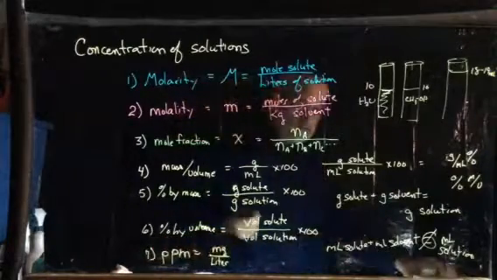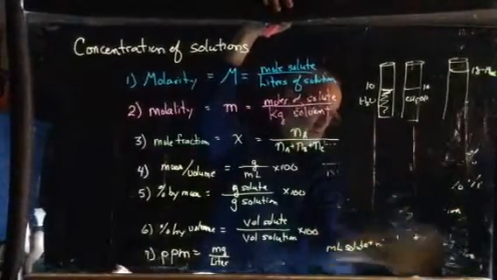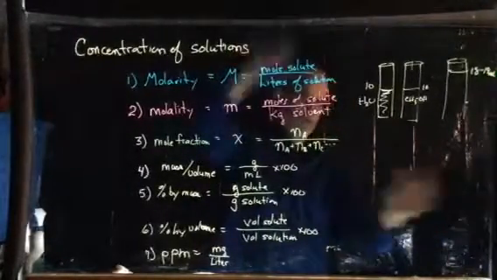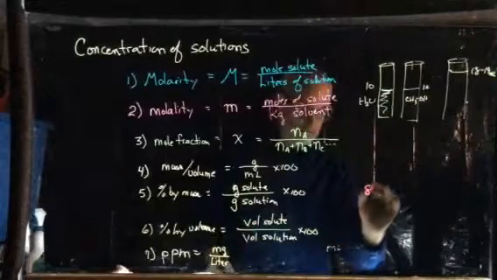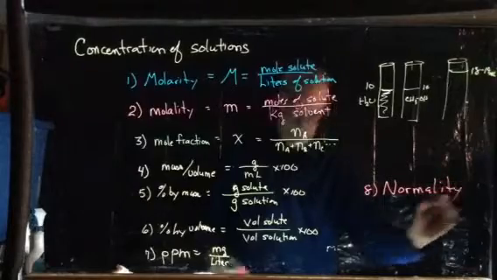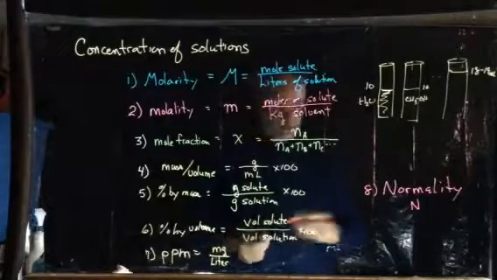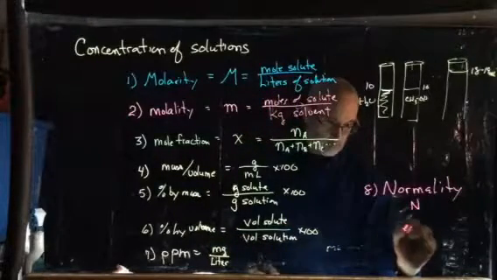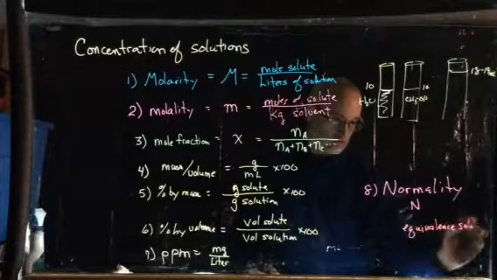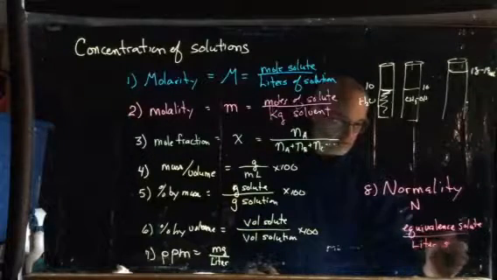Another one that you may run into if you take more chemistry, like analytical chemistry, it's worth noting, is normality. It's given a symbol N. And it is known as equivalents of solute over liters of solution.